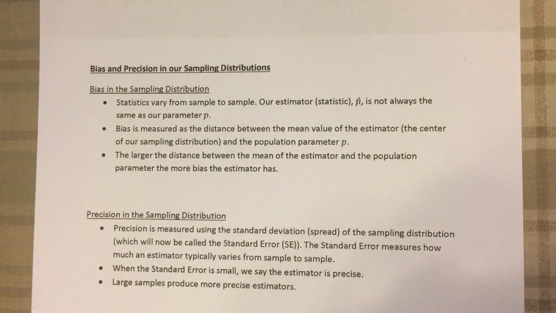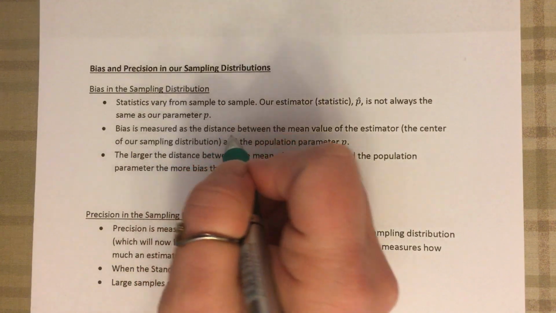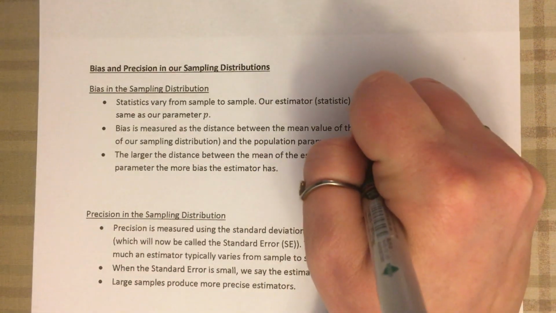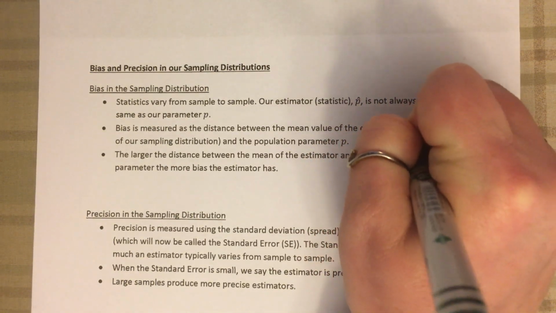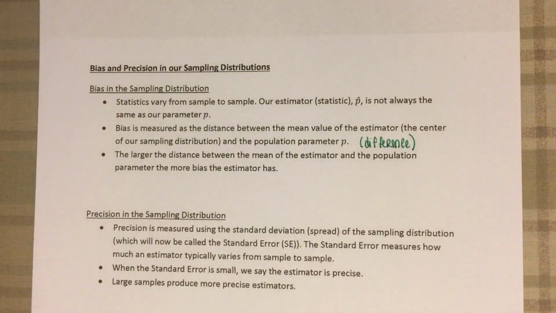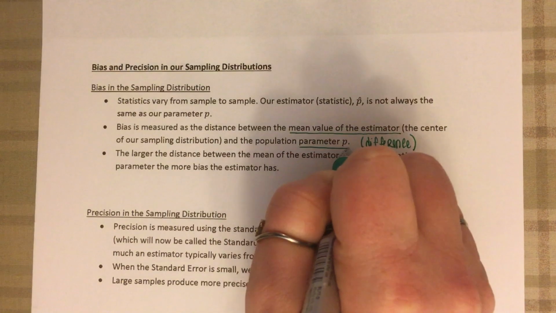As we're going through these simulations in the next couple of examples, we are going to be thinking about bias being measured as distance. We're going to think about that as being a difference, meaning that we are going to subtract our mean of our p-hats from our p. And we'll see exactly what that means after we go through a few of these simulations. So our bias we're going to use as a difference between our mean value of our estimators and our population parameter p.